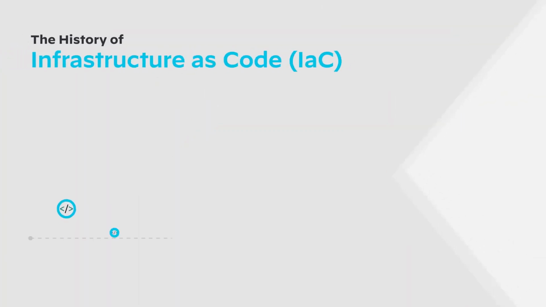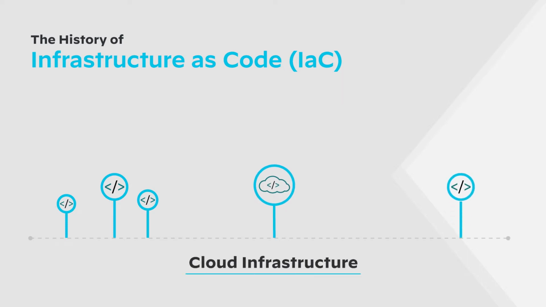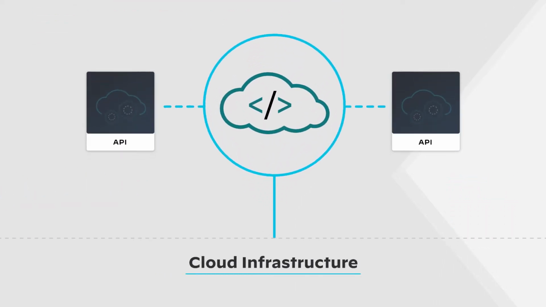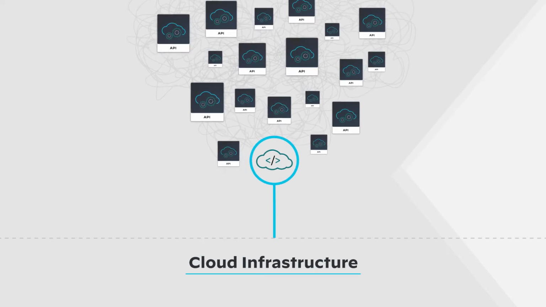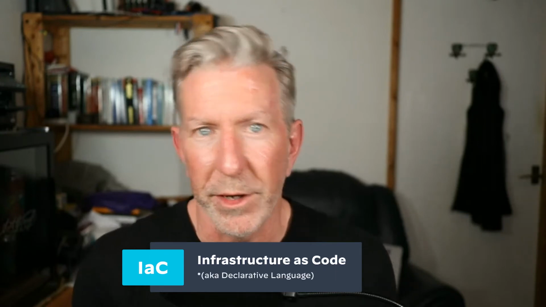Over the years, cloud providers like AWS expanded from simple compute and storage to over 200 services. And the API options started to get a bit unruly. This is where declarative languages come into play. Declarative is what we mean today when we start talking about infrastructure as code.